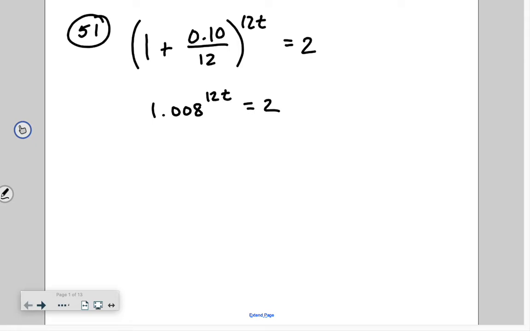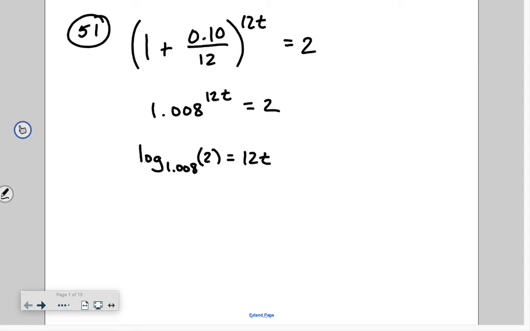It's back to just an exponential equation. The base is by itself, which means now I'm ready to switch to logarithmic form. So if we switch this, log base what? 1.008. Bases are always the same. So log base 1.008 equal to? Yeah, remember, the log always equals the exponent. So equal to 12t, which means 2 is the argument.